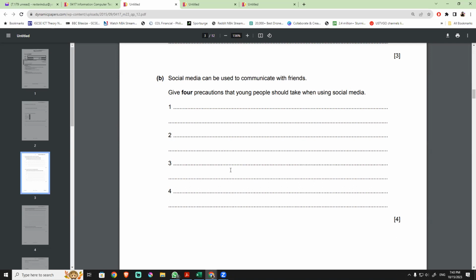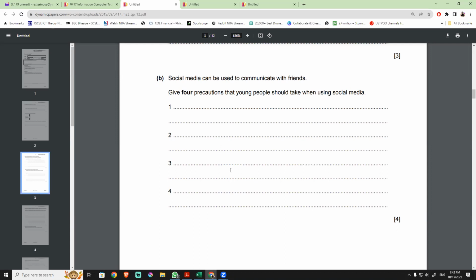First one, do not share personal data. Not sharing personal information. Okay, good. Second one, do not open unknown links or links from untrusted sources. Wait a minute. The question is, what precautions should be taken when using social media. This is using social media. Say it again, the second one. Do not open unknown links or links from untrusted sources.